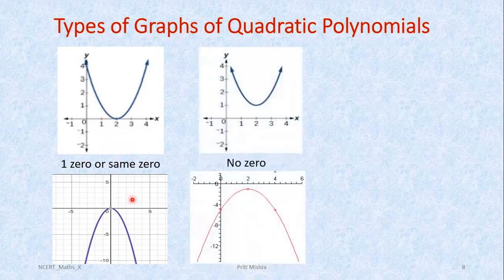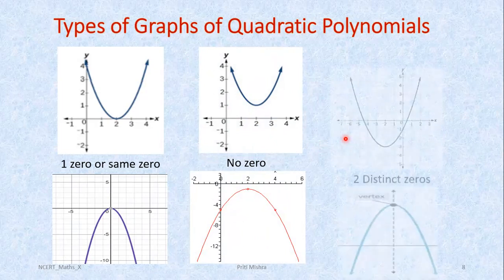Our next pic is here. You can see we have two types of parabolas, and in this graph, each parabola is either completely above the x-axis or completely below the x-axis. It is not cutting the x-axis at any point. That's why these quadratic polynomials have no zeros. Such graphs indicate that these quadratic polynomials are zero-less, which means no zero.